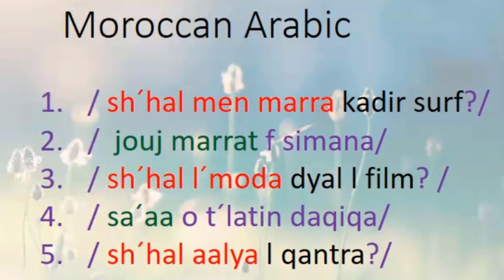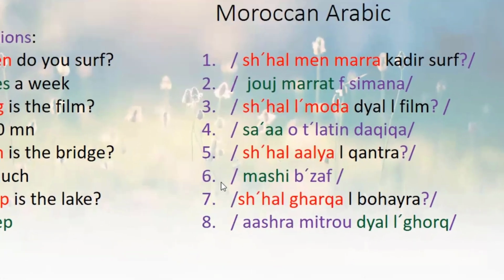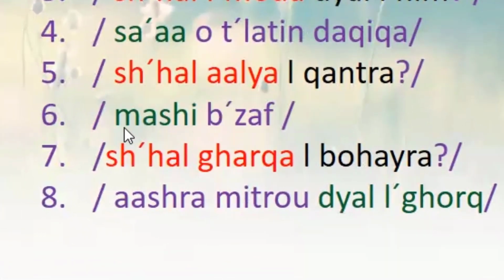Number 5. How high is the bridge? شحال عالية القنطرة. So قنطرة is the bridge. شحال عالية is how high. Number 6. Not so much. ماشي بزاف. So not so much is ماشي بزاف.